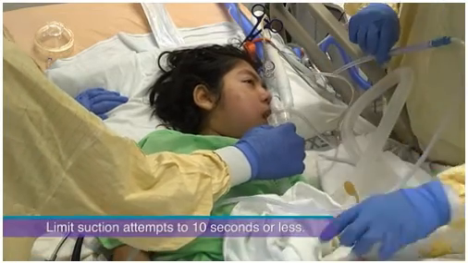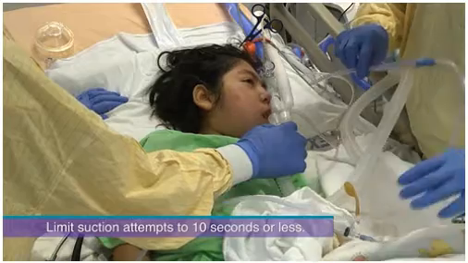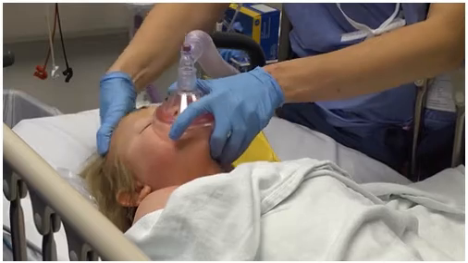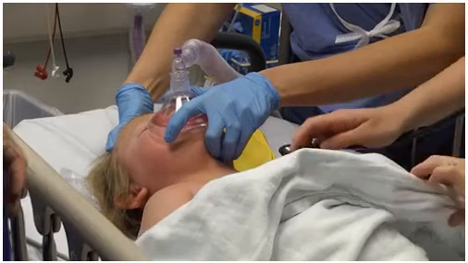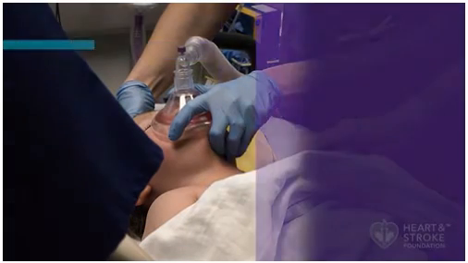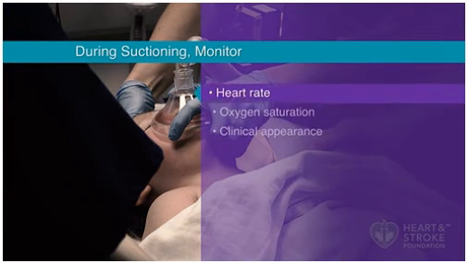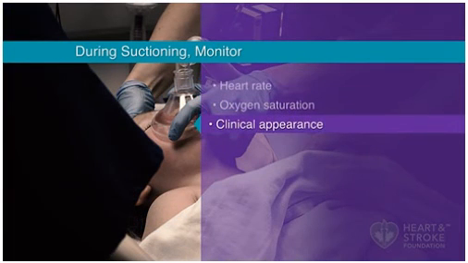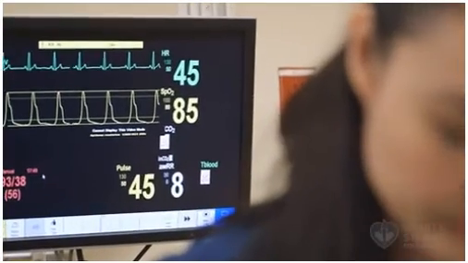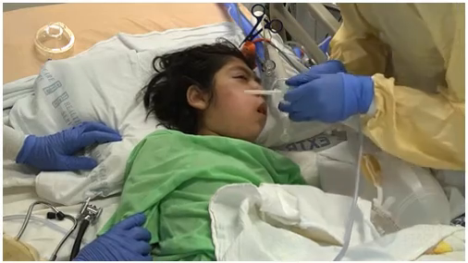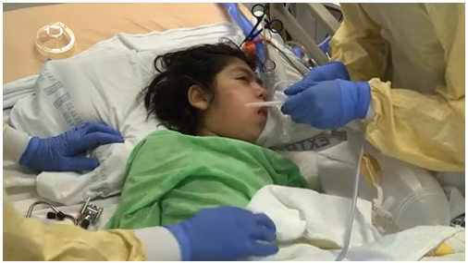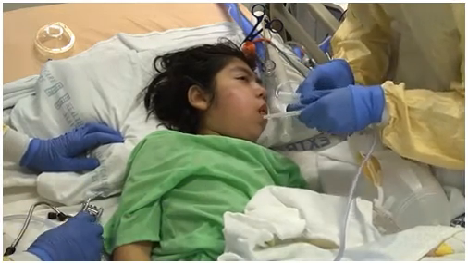Try to limit suction attempts to 10 seconds or less. This will help reduce the risk of hypoxemia. You may give short periods of 100% oxygen immediately before and after each suctioning attempt. Monitor the child's heart rate, oxygen saturation, and clinical appearance during suctioning. In general, if bradycardia develops or clinical appearance deteriorates, interrupt suctioning and deliver oxygen, and bag mask ventilation if needed, until the heart rate and clinical appearance return to normal.